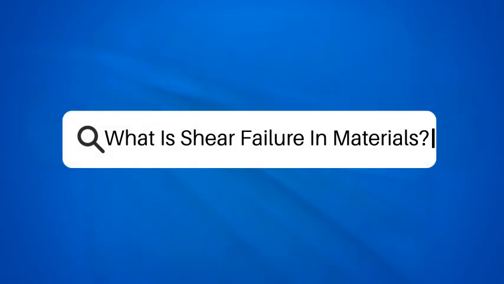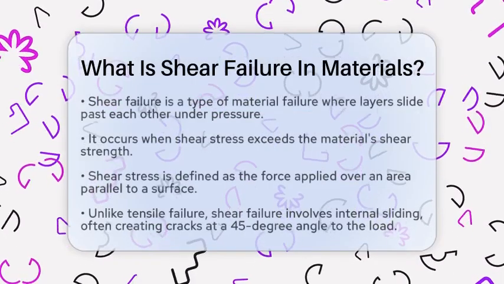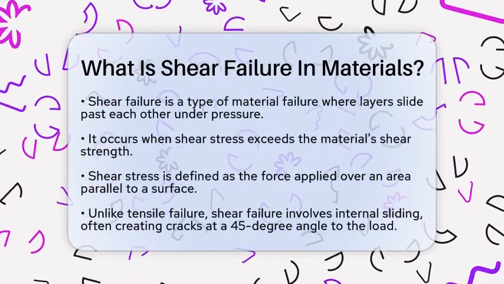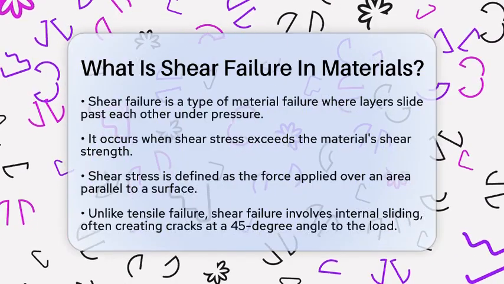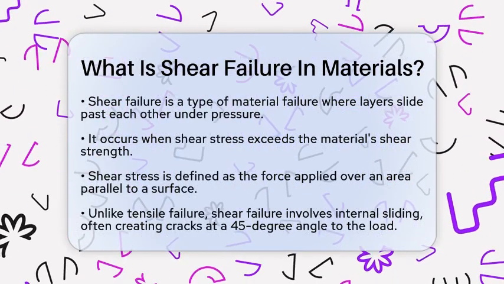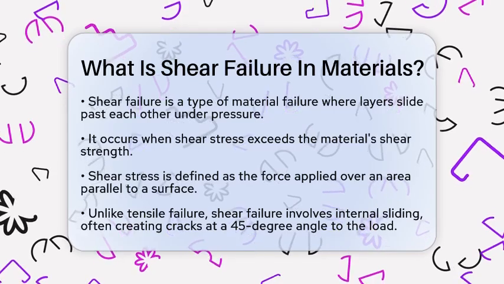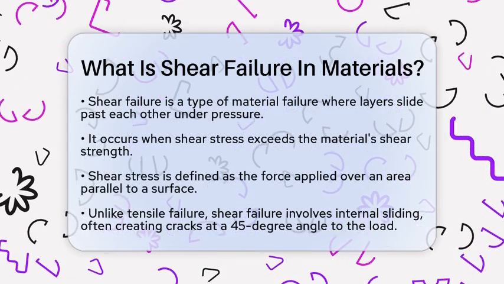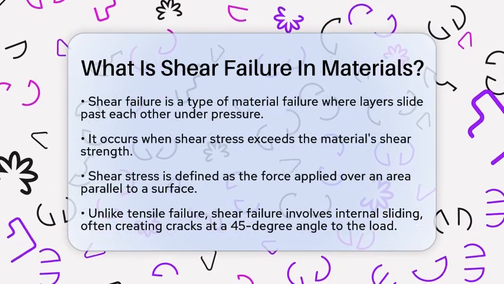What is shear failure in materials? Have you ever wondered why some materials fail under pressure while others hold strong? Today, we will talk about a specific type of failure known as shear failure. This occurs when a material experiences forces that cause its layers to slide past each other.